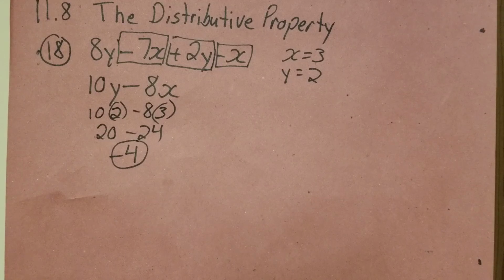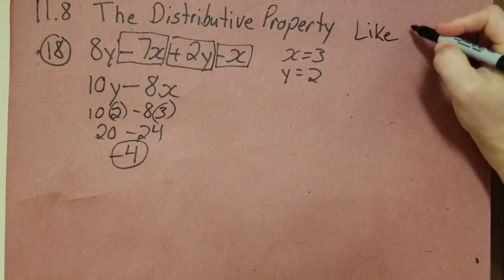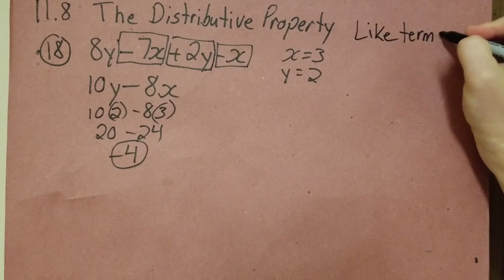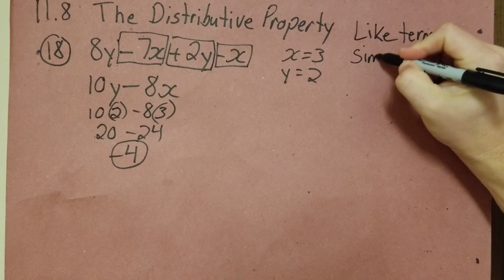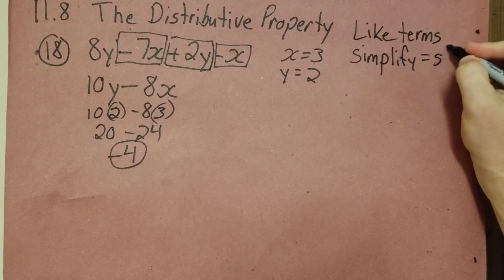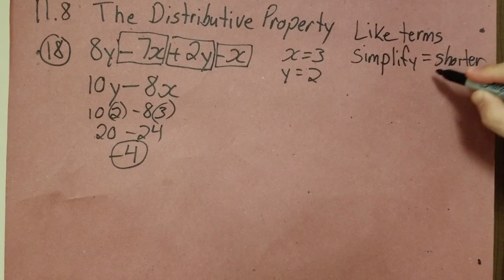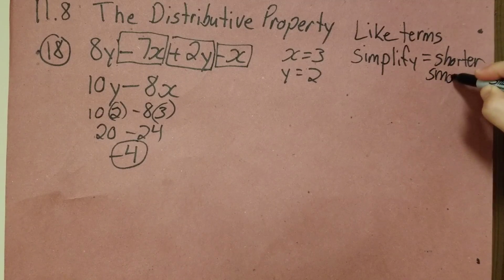Let's take a look at the distributive property. So the distributive property is actually a little bit opposite from what we were doing yesterday. So yesterday, when we're working on like terms, we saw the word simplify. So we said that it's shorter or smaller.